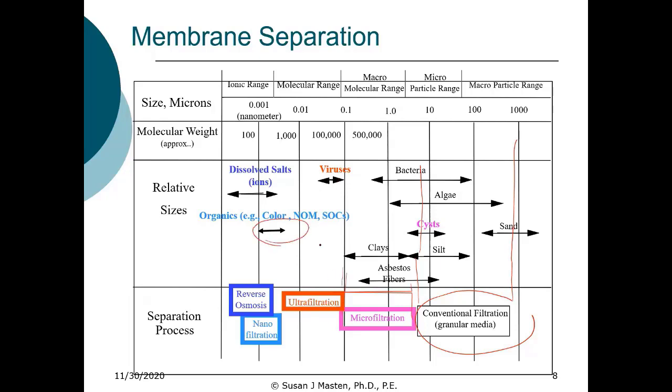We can remove organics, and this really depends on the molecular weight at tight ultrafiltration membranes. And then we're looking down at nanofiltration and reverse osmosis to remove dissolved ions. So this kind of gives you a range, both in terms of molecular weight of the compounds that we're removing, and then the pore size of these membranes.